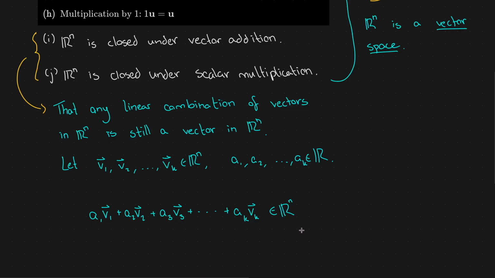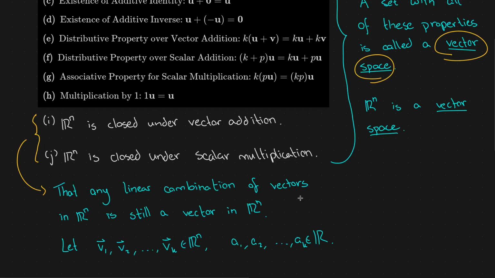And that's one of the key properties of a vector space. Because it's closed under vector addition and under scalar multiplication, that means it's closed for all linear combinations. Any linear combination of the vectors would still be in the set.